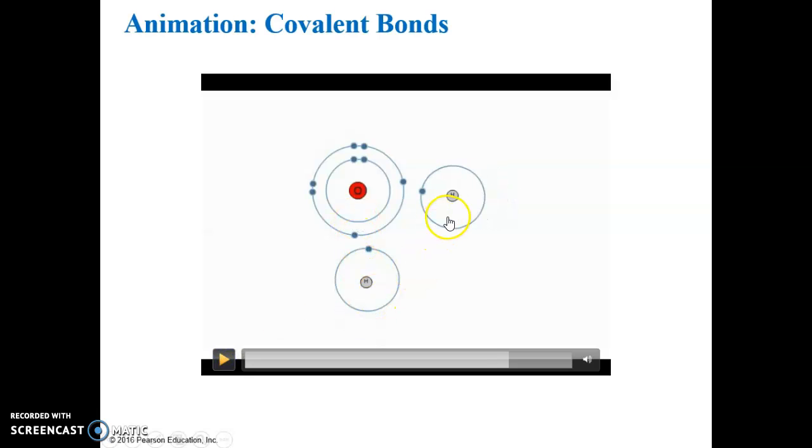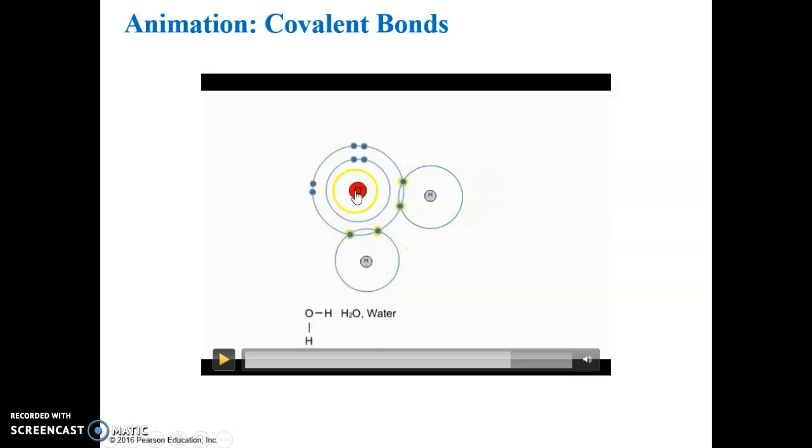Combining with 2 hydrogens. And again, hydrogen all by itself only has 1 electron in its outermost shell. It needs 2. It can pick up 1 by forming a covalent bond with oxygen, and so can this one. And in doing so, boom, hydrogen now has 2 electrons in its outermost shell. This hydrogen does as well. And notice what's happened to oxygen. 1, 2, 3, 4, 5, 6, 7, 8. All the electron shells are filled because of the sharing of electrons.